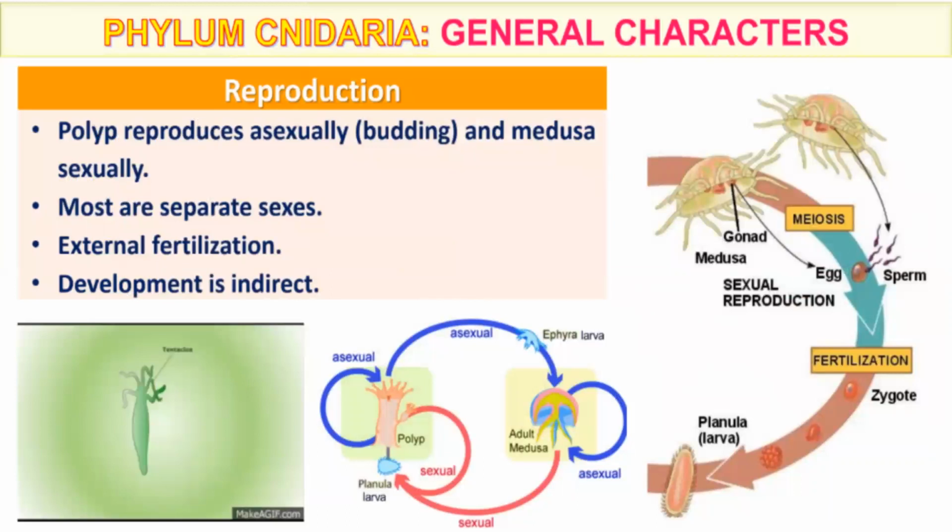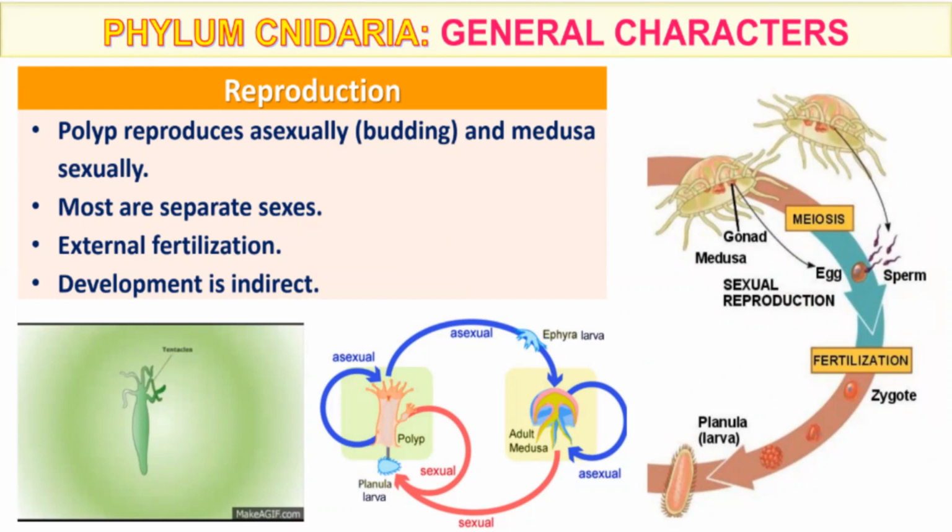Reproduction: polyp reproduces asexually, that is by budding, and medusa sexually. Most are separate sexes. What does it mean? Different gender. Male will be there and female will be there. In porifera, it was hermaphrodite. Both male and female are on one body, whereas here it is separate.